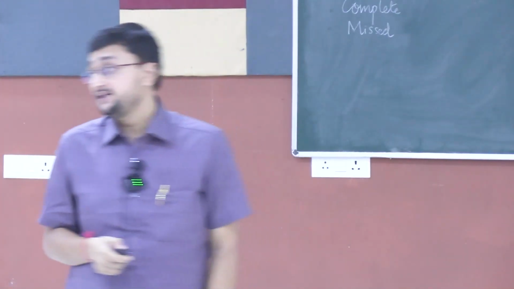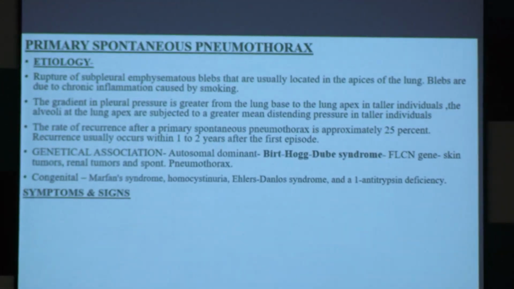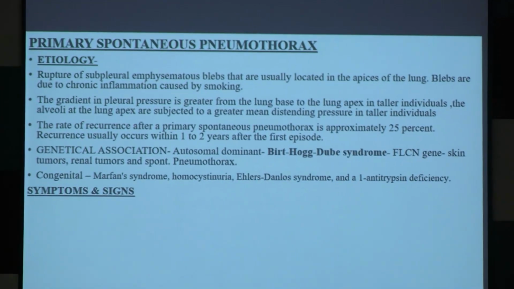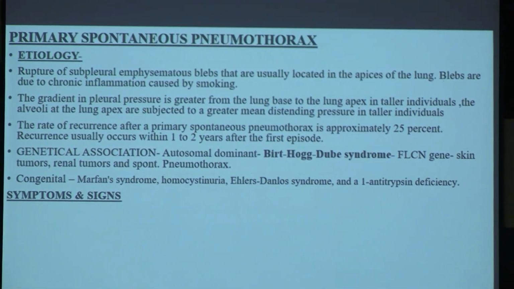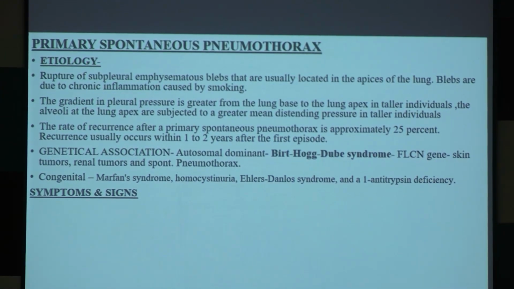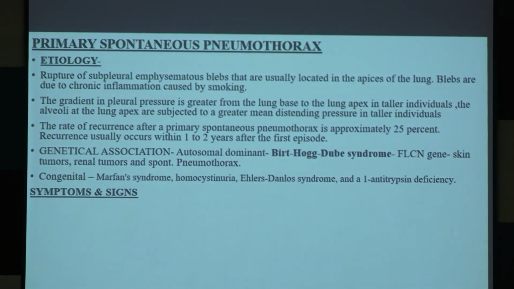And alpha-1 antitrypsin deficiency. In case of alpha-1 antitrypsin deficiency, there is also production of pan-acinar emphysema. So rupture of the emphysematous bulla and the subpleural bleb can occur in alpha-1 antitrypsin. So alpha-1 antitrypsin can cause both primary and secondary pneumothorax. So what will be the symptoms of pneumothorax?